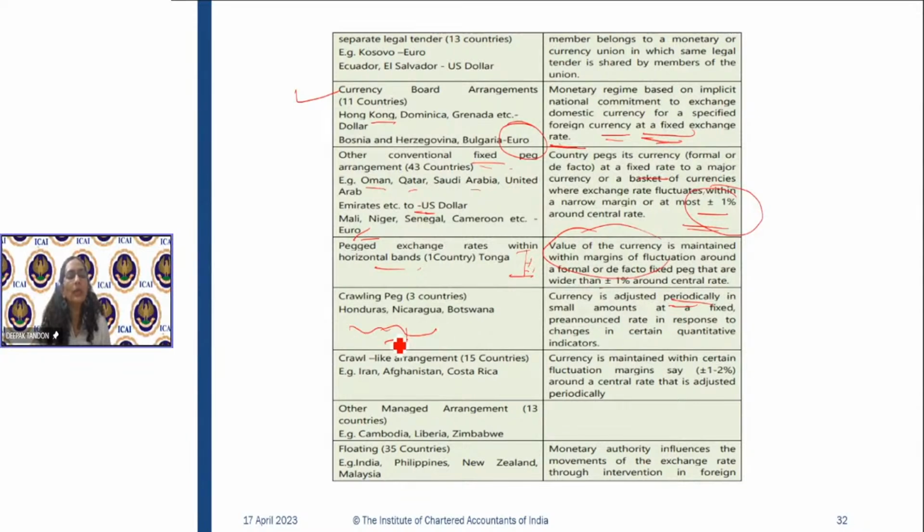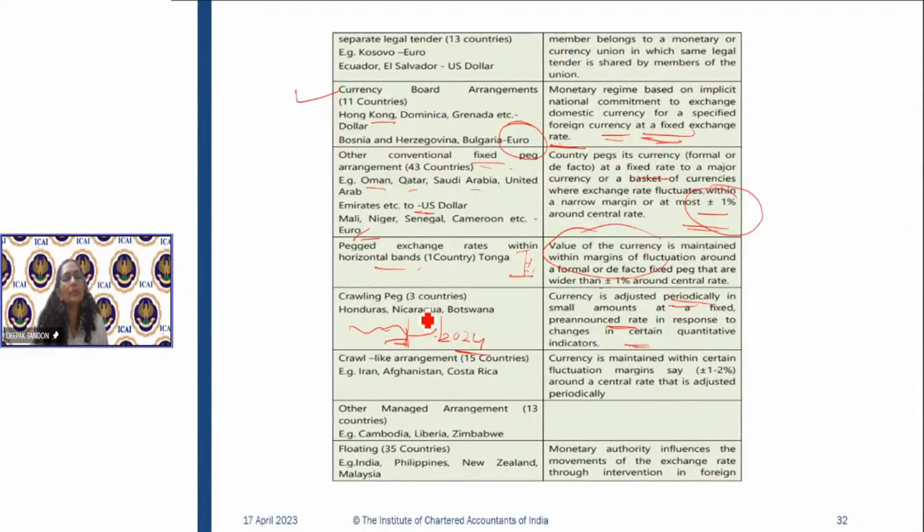So pre-announced rate, they go for pre-announcing. So they go for 2024 May, let's say 2023, they have decided that 2024 May, this should be the rate. And then they go for monitoring it in 2024. And then they see if the rate goes over and above this or below this, then they take due measures. Okay, so what happens here? What happens in crawling peg? Crawling peg is they take care about periodically, they adjust it in small amount, which is on the pre-announced rate. Okay, and then they have to go for taking specific measures to bring it back to the initial.